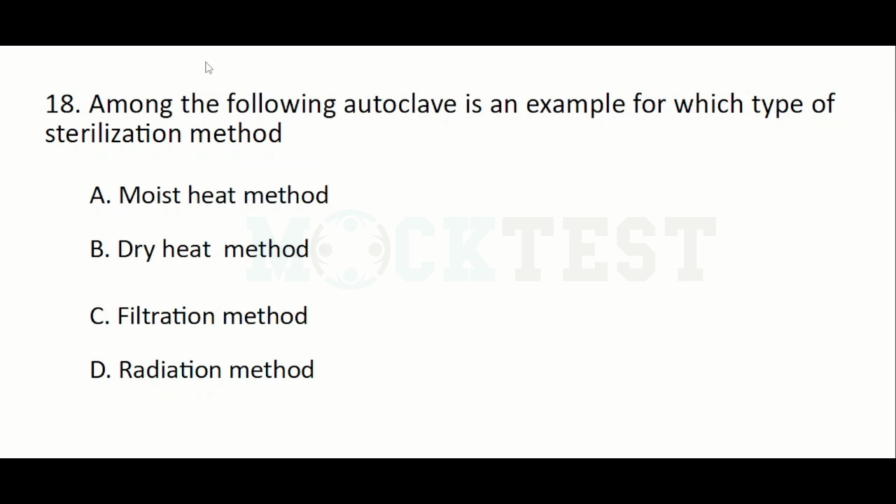Among the following, autoclave is an example for which type of sterilization method? Option A moist heat method, option B dry heat method, option C filtration method, option D radiation method. Answer is moist heat method.